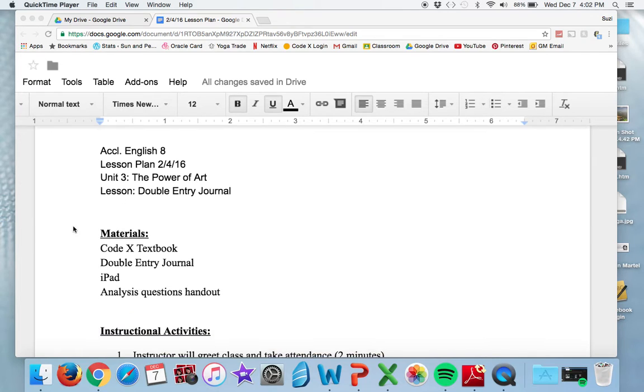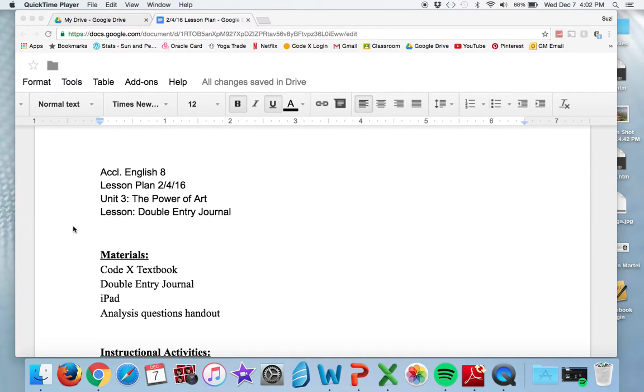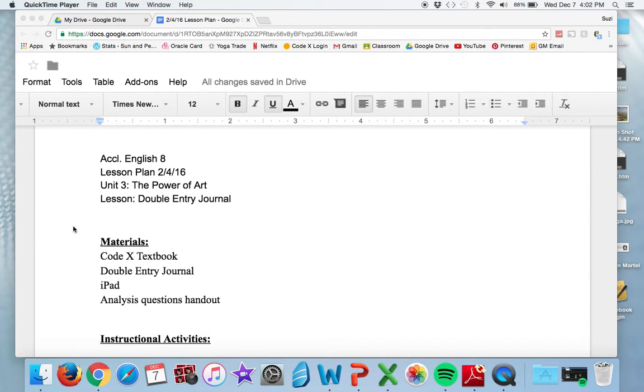Moving down, we have the materials. Obviously, these are the things that you'll be using. My school district uses the program called Codex. So students will be using their textbook to read the story for this double entry journal assignment. They will have the double entry journal, which is posted in Google Classroom. It's just a Google Doc that I've set up. It has tables on it. I can post a link down below to this double entry journal, and you can use that for your resource.